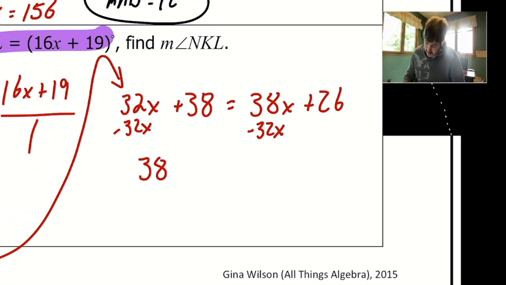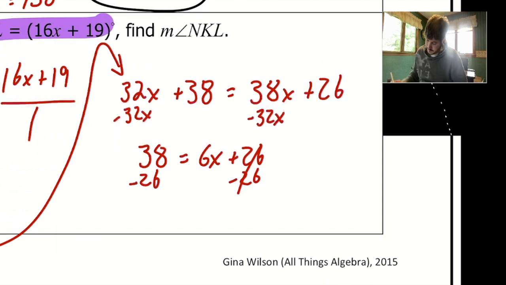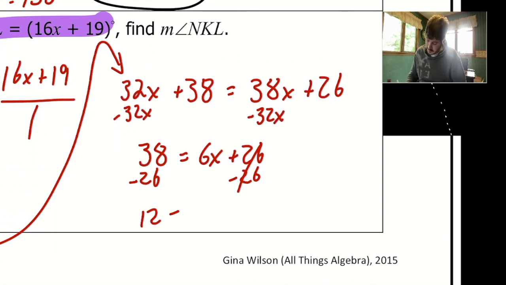So I'm left with 38 equals 6x plus 26. And then I can put the 26 on the other side. Either way will work, but this way avoids negative numbers entirely, which I think is just better to avoid. And you get 12 is equal to 6x, which makes it super simple. The value of x is 2.